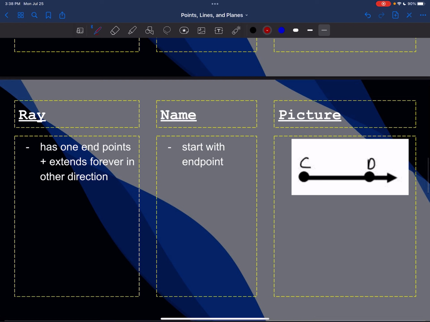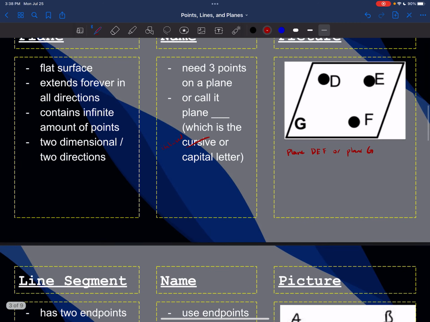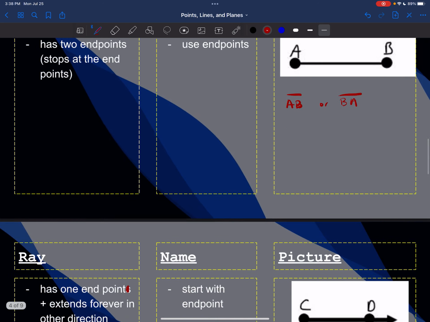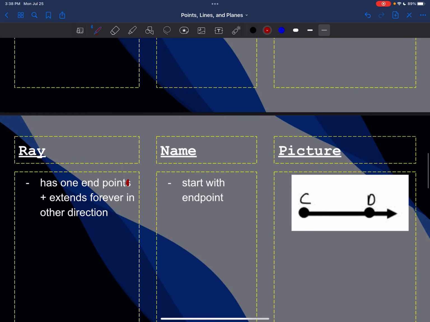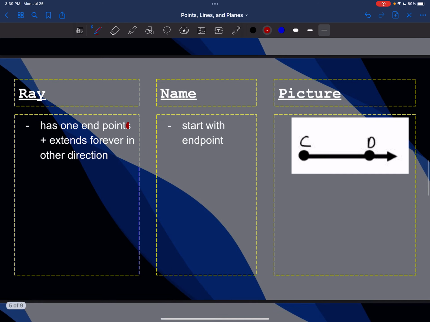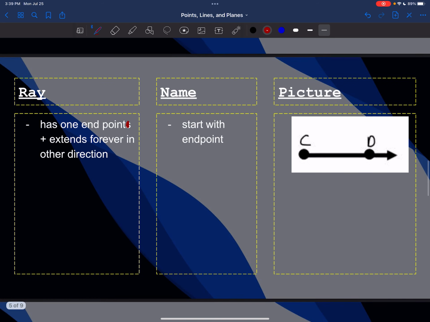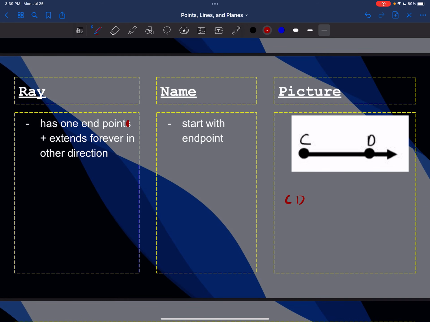A ray has 1 endpoint. I'm sorry, that should be 1 endpoint, and it extends forever in the other direction. So this is basically a line and a line segment that created a baby right here, ray, right? In order for me to name this ray, I start with the endpoint and then move my way up. So in this particular picture, I have C and D. I start with the endpoint, and right after that, I put D.